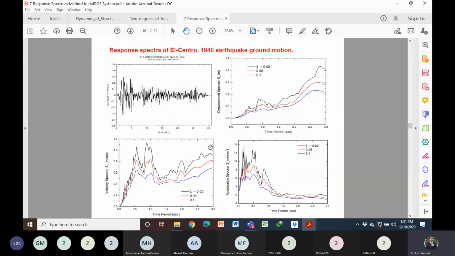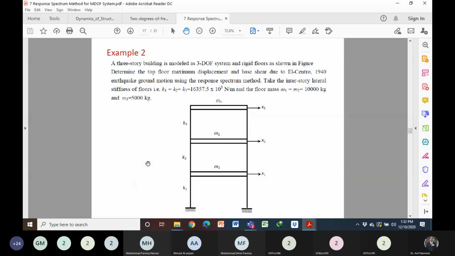We have the seismogram for the El Centro earthquake, north-south component, and these are the response spectrum: time versus the spectral displacement, time versus the spectral acceleration, and time versus the spectral velocity. Okay, and this is the system, and we have to find out the maximum top floor displacement and the base shear because of the El Centro earthquake.